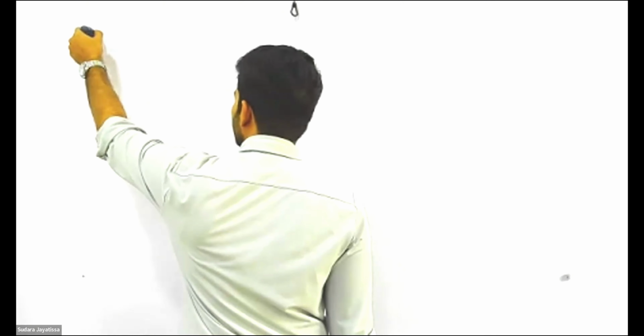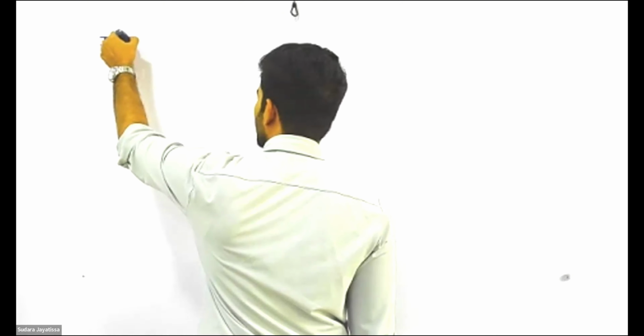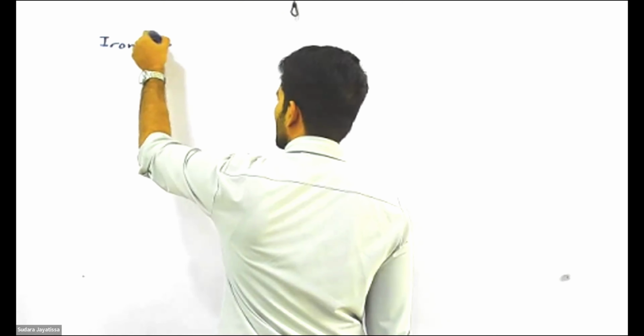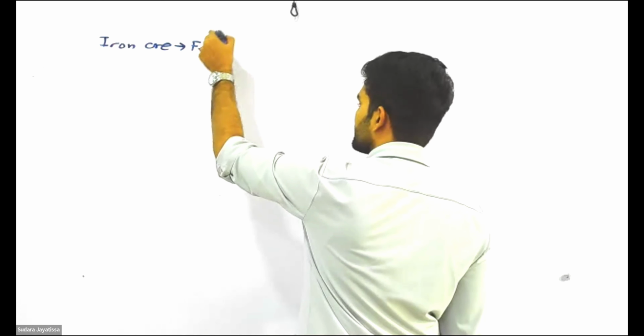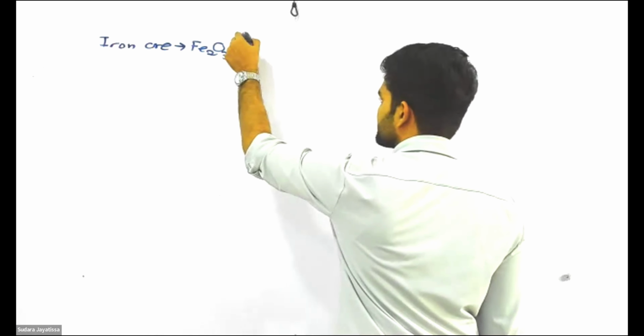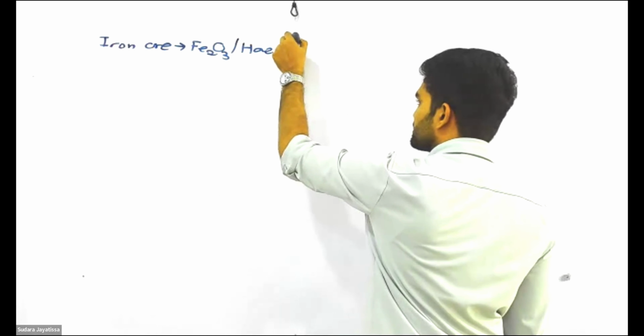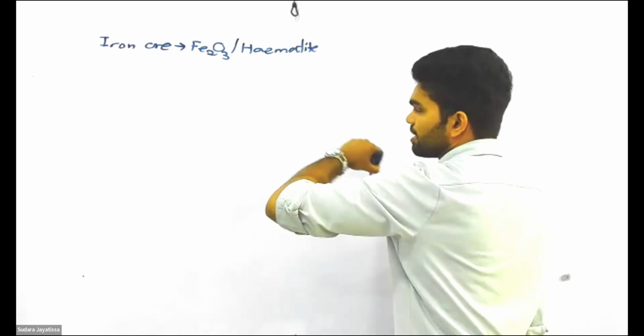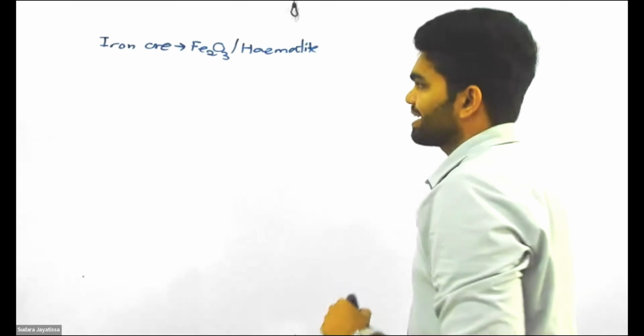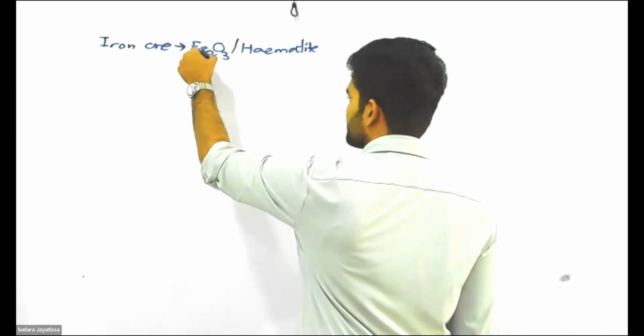For iron extraction, we use four raw materials. Right? Four raw materials. First of all, we have something that contains iron, iron ore. The most commonly used iron ore is Fe2O3, or we call it hematite. Then we have coke.